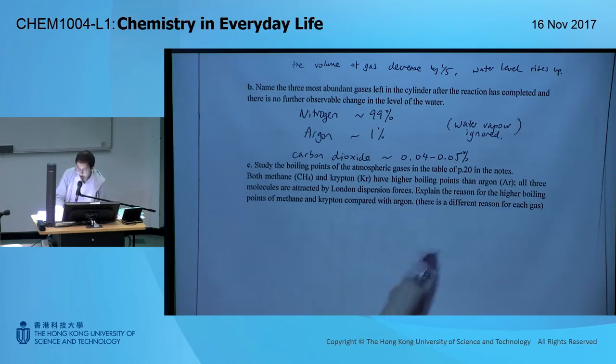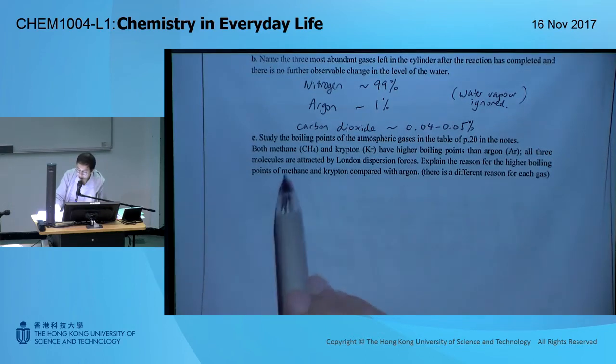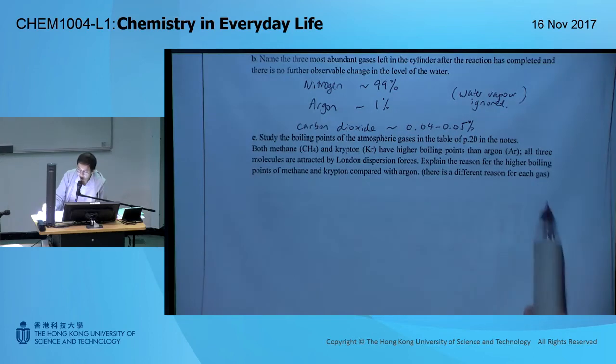Okay, so this question is a more difficult one. Study the boiling points of the atmospheric gases in the table in the notes, and you have to look at two sets of gases. Methane and krypton both have higher boiling points than argon. Okay, all these three molecules are nonpolar, so only attracted by London dispersion forces. Explain the reason for the higher boiling points of methane and krypton compared with argon. Okay, so there's a different reason for each gas.